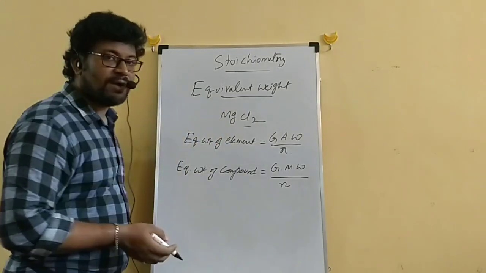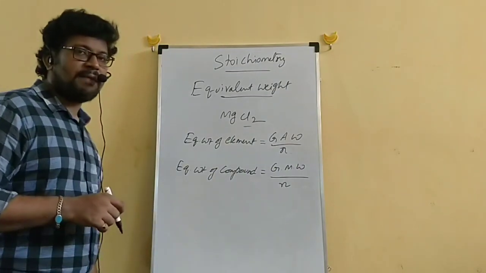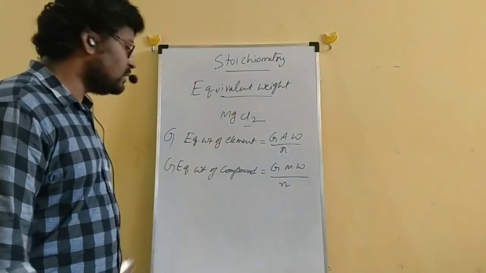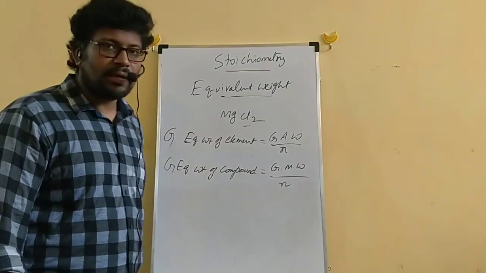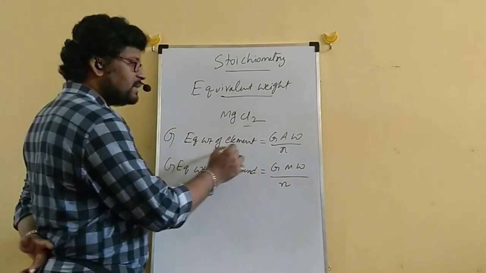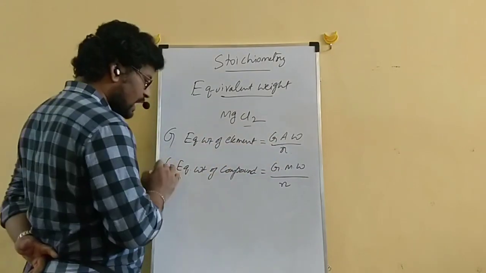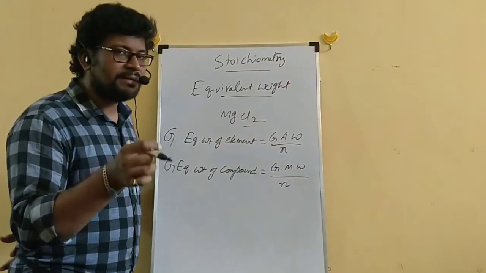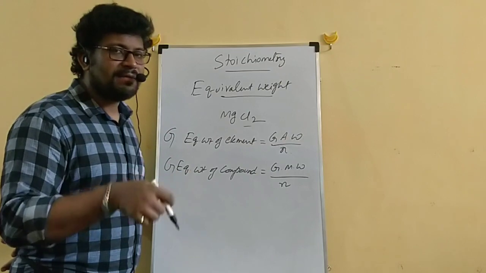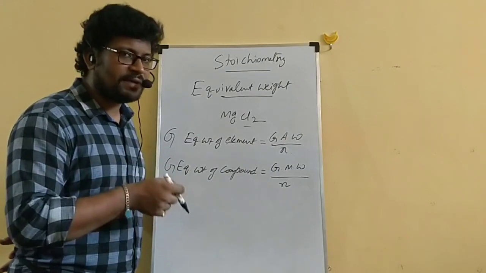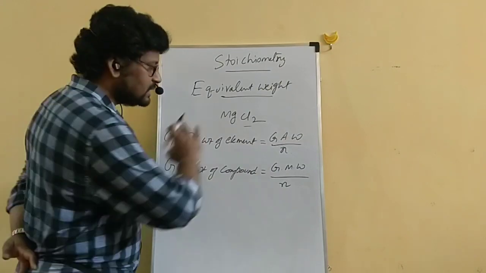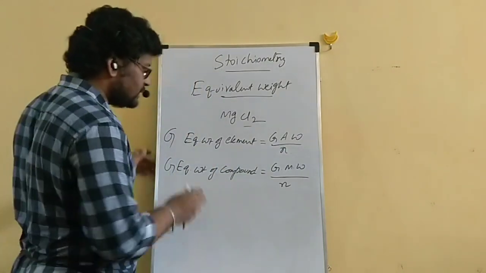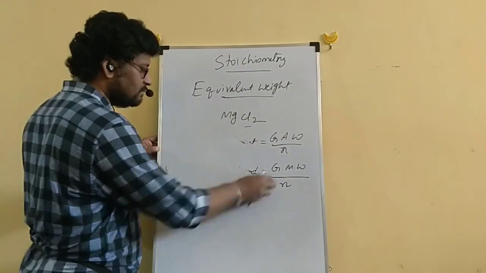These are the formulae useful to define gram equivalent weight. Gram equivalent weight of element is equal to gram atomic weight by N. Gram equivalent weight of compound is equal to gram molecular weight by N. Already you have a little bit of idea about this gram equivalent weight. Even in electrochemistry also we took the help of gram equivalent weights. This is useful for doing calculations, and this equivalent weight for various substances can also be mentioned.